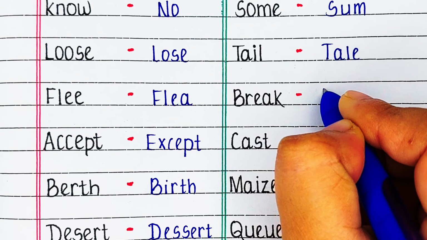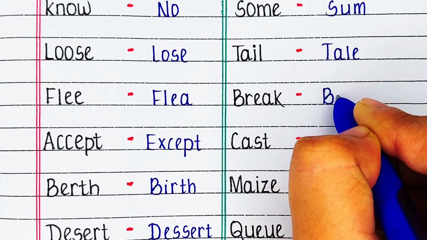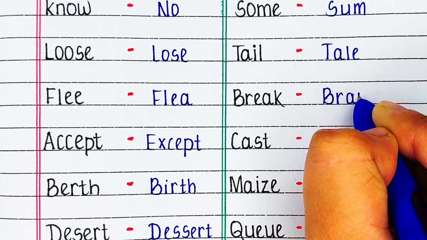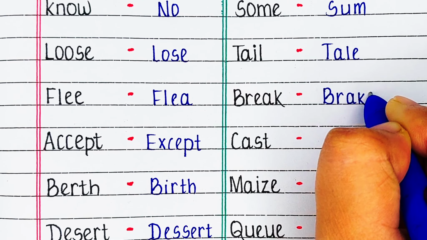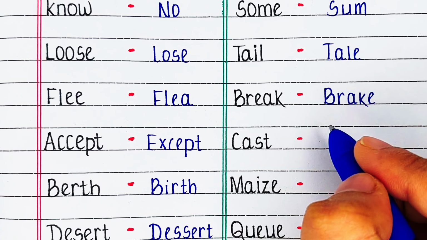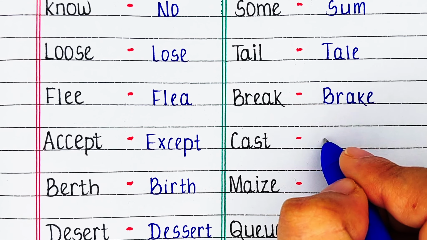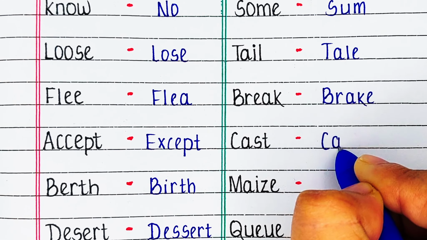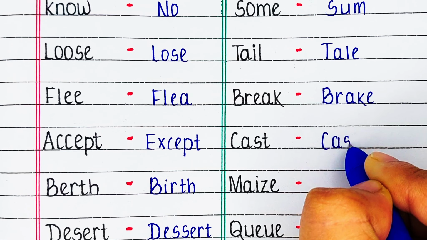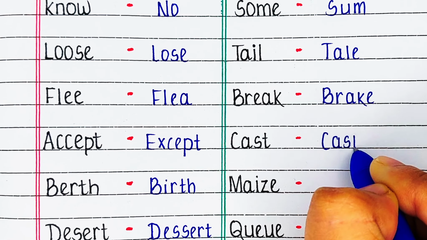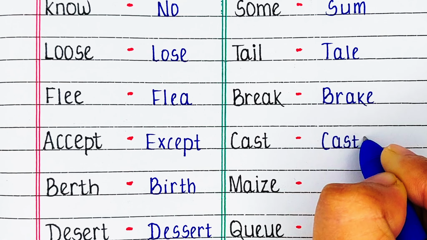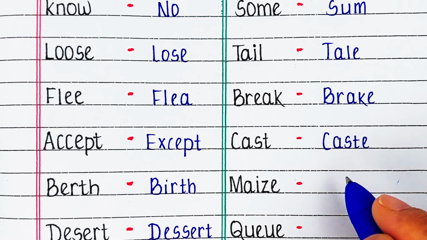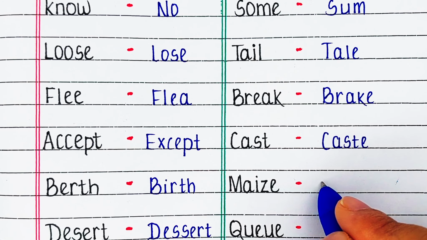Next pair of confusing words, break. BREAK means causing something to separate into pieces, whereas BRAKE means a device which is used to reduce speed. Next pair of confusing words, cast. CAST means a group of actors, while CASTE means a social class.